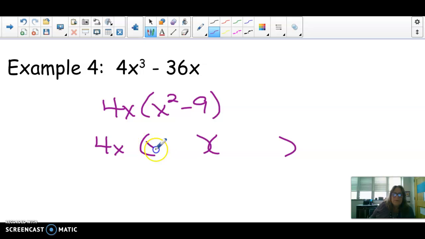What's the square root of x squared? X and x. The only thing that you can multiply together to get a negative answer is a positive number and a negative number. And what's the square root of 9? 3 and 3. So this is completely factored. This is your GCF taken out, and this is completely factored.